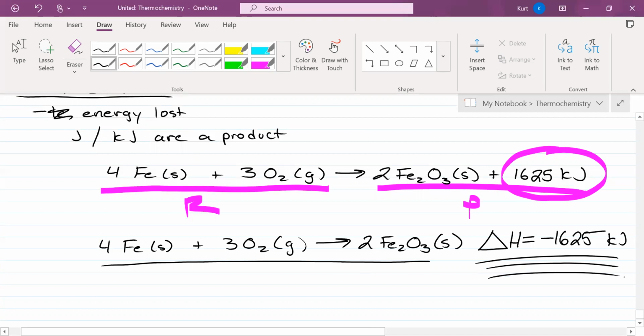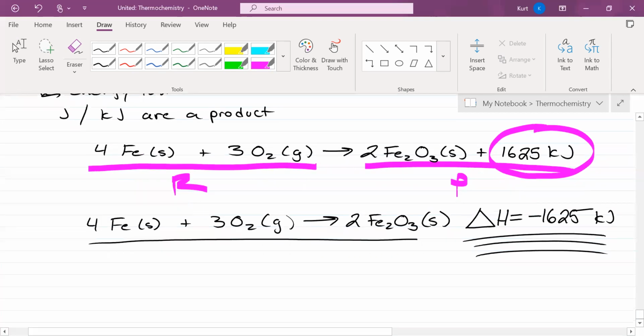Why is the 1625 kilojoules a negative value here, Emma? Energy lost it. You know, I was going over my personal bank account yesterday. I'm looking at expenditures, seeing how much money I've been spending. Every time it's money lost, it says like negative 20 bucks, negative $25. It's lost. It's gone. That would be a product.